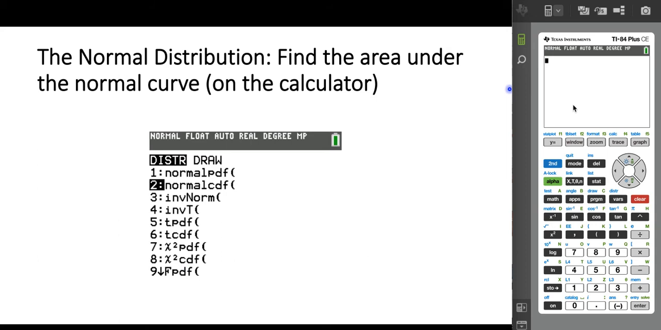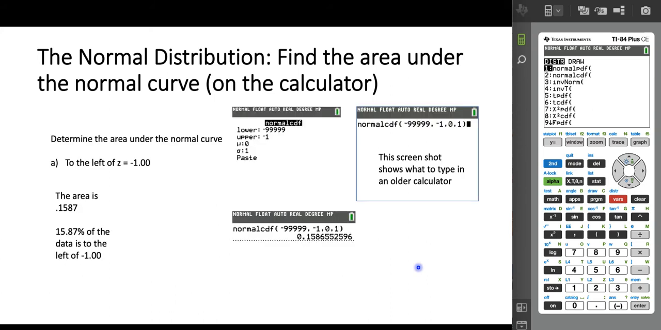Oh, actually, first, let's do it on the calculator. To do it on the calculator, first of all, you're going to have to access the normal distribution menu. And that's going to be under this DISTR menu. To access that, we press second and vars. So that gets you to here. Now we're going to use the normal CDF menu. Normal CDF. You'll see that highlighted here.